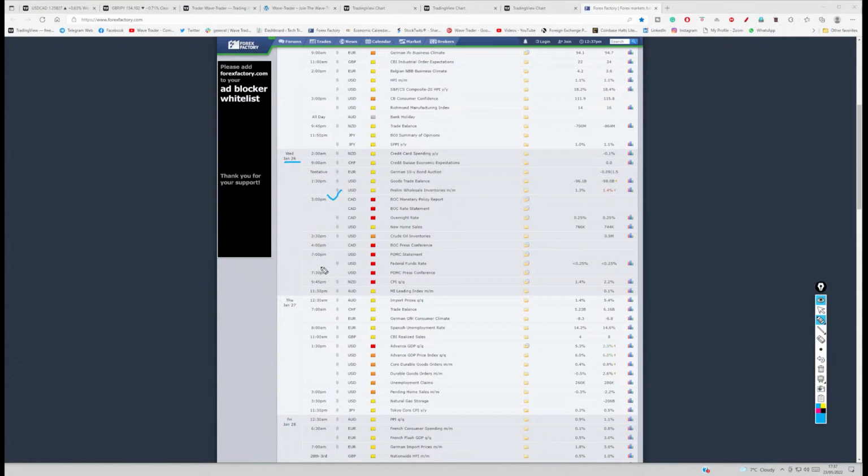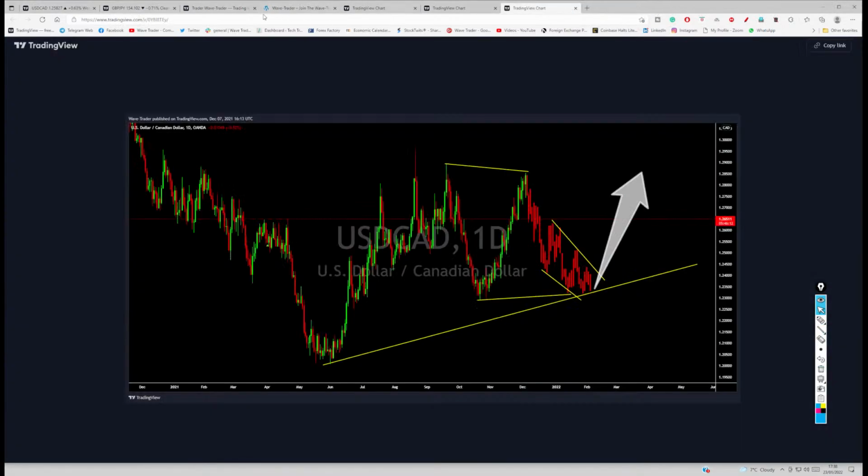The main event is going to be the Fed rate decision, which is going to start at 7 p.m. my time. Just check your own time. This is going to be the main event you are watching, and the dollar is likely to gain while having that rate decision, and that is going to be the chart.